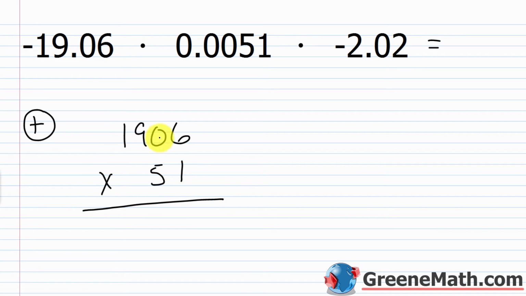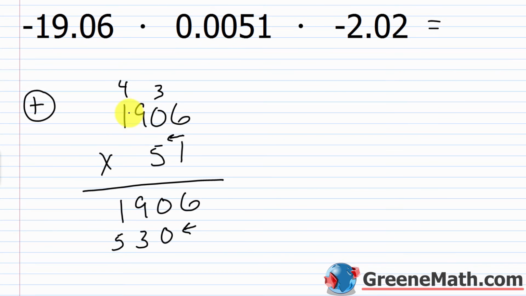So 1 times 1,906 is 1,906. Then I'm moving to the left here, so I move to the left when I put my answer down. 5 times 6 is 30. 0 down, carry the 3. 5 times 0 is 0, plus 3 is 3. 5 times 9 is 45. Put a 5 down, carry the 4. 5 times 1 is 5, plus 4 is 9. So now let's add.